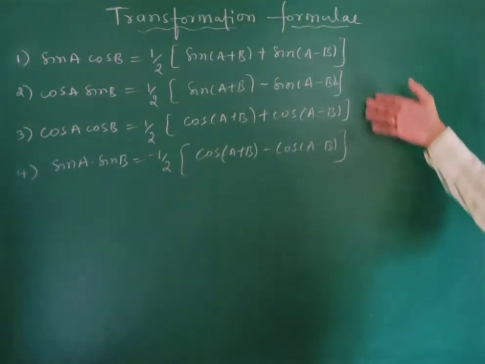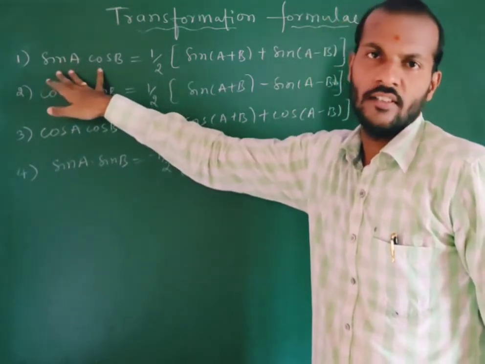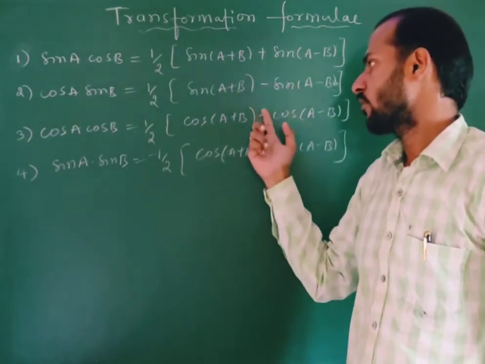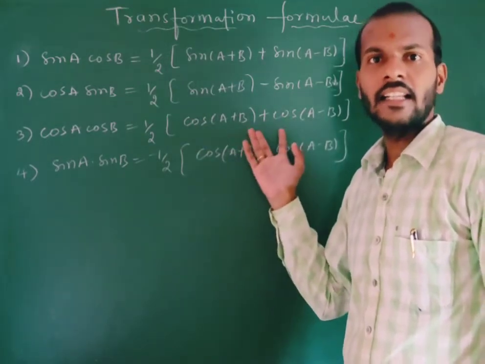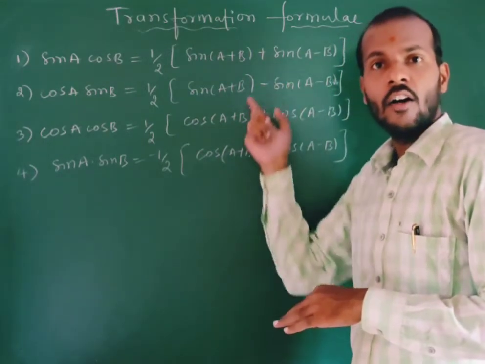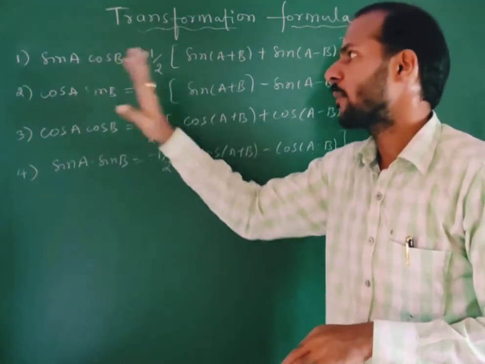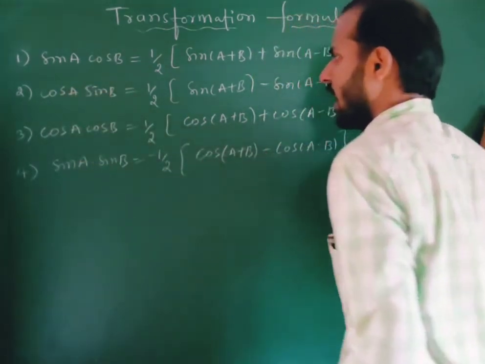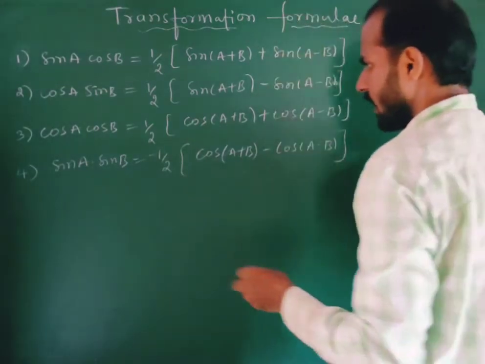These 4 formulas we got. In the LHS we have the product of two trigonometric functions, converted in terms of the sum and difference of two trigonometric functions. Similarly, by using this, we can now convert the sum or difference of two trigonometric functions into the product of two trigonometric functions, right? Let's see how. For that, we can consider putting A plus B equals C.